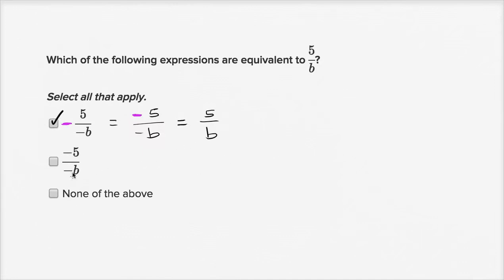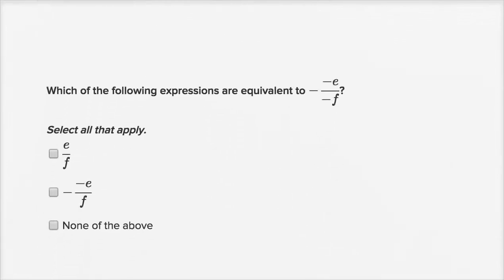Now this one, negative divided by negative, well, that's just going to be positive. So that's the same thing as 5 over b. One way to think about it is that the negatives kind of cancel each other out. So 5 over b. That looks good too. And of course, I won't select none of the above because I found two choices that worked. All right, let's do one more.